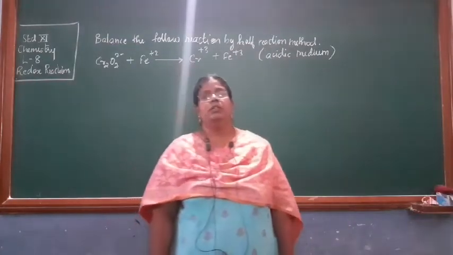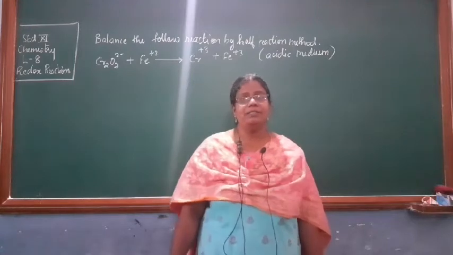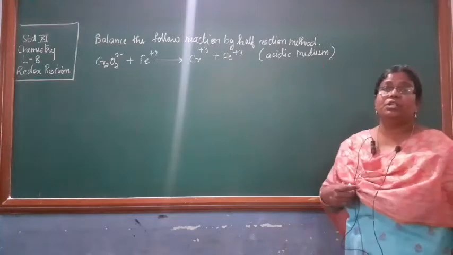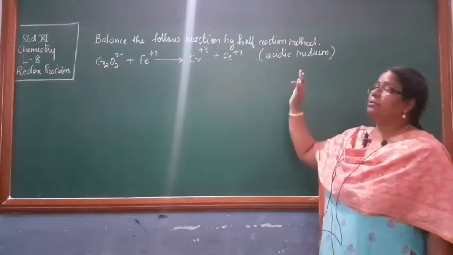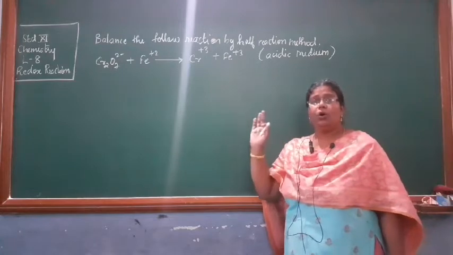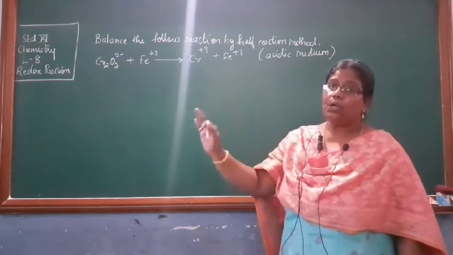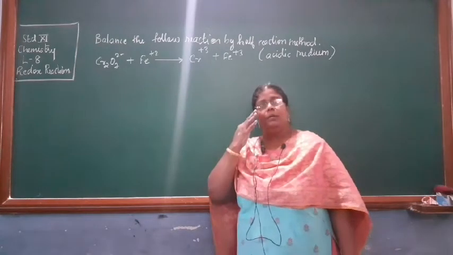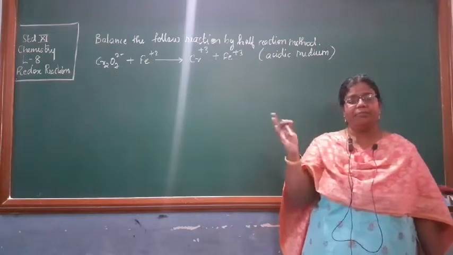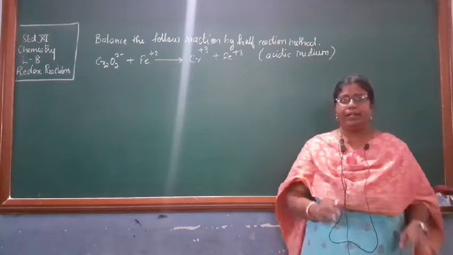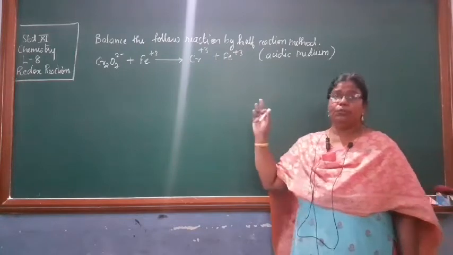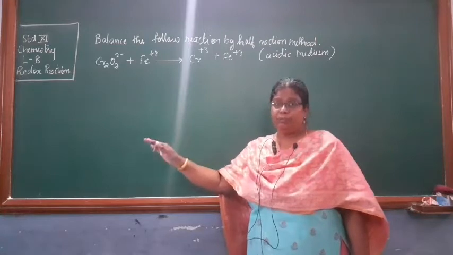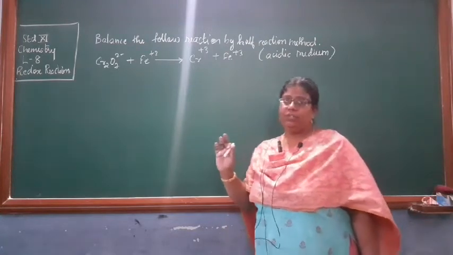Good morning, children. Today we will learn to balance the redox reaction by the method which we call the half reaction method. Half reaction method means you are dividing your redox reaction into the oxidation half reaction and reduction half reaction. Previously, how were we doing? We were not dividing them, we were directly keeping them together and trying to balance it. Now here you will be using oxidation half reaction and reduction half reaction. We will balance them separately and then we combine them.